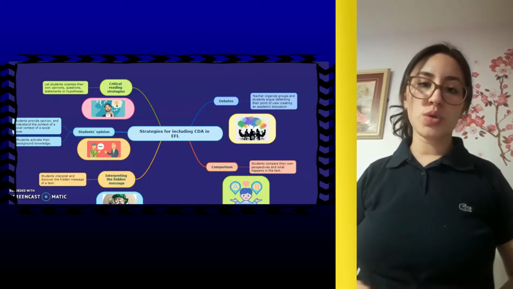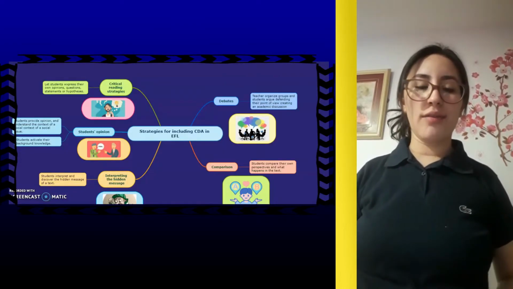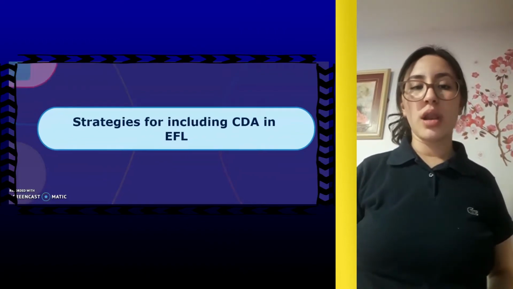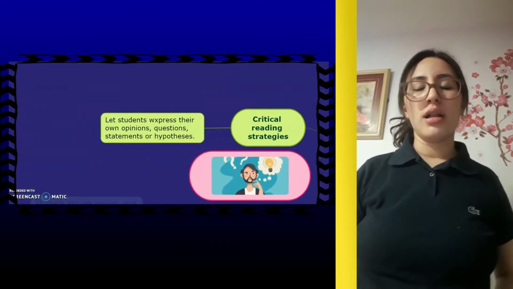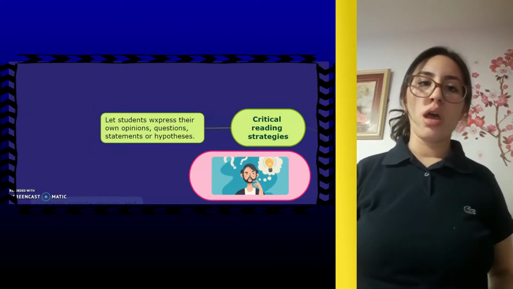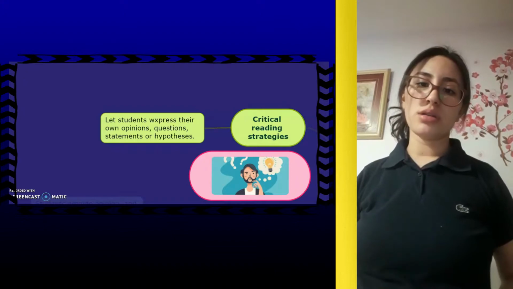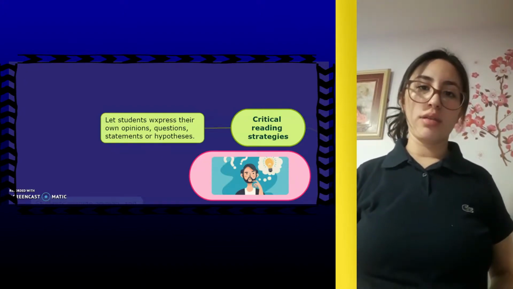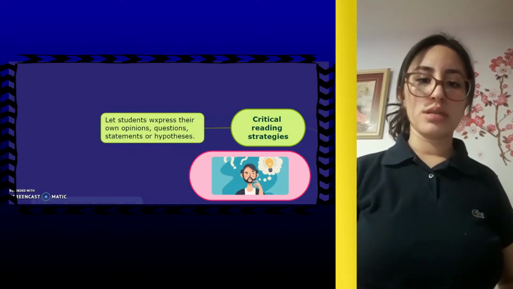Therefore, there are some useful strategies that could be applied in EFL classrooms, especially for the development of reading skills. First, critical reading activity. Let the students develop their critical thinking while expressing their own questions, opinions, statements, or hypotheses regarding the text. It might be the first experience to start a lesson by stating their own opinions or hypotheses.